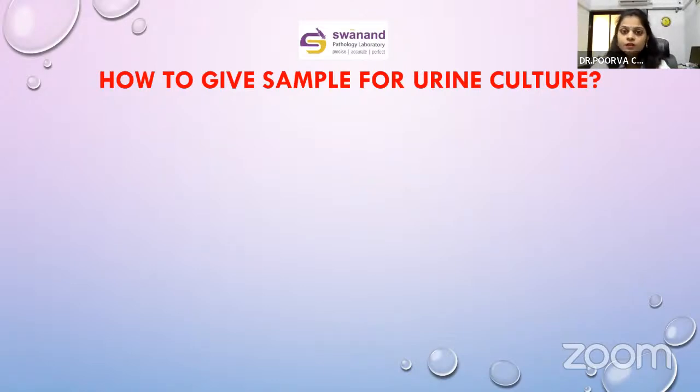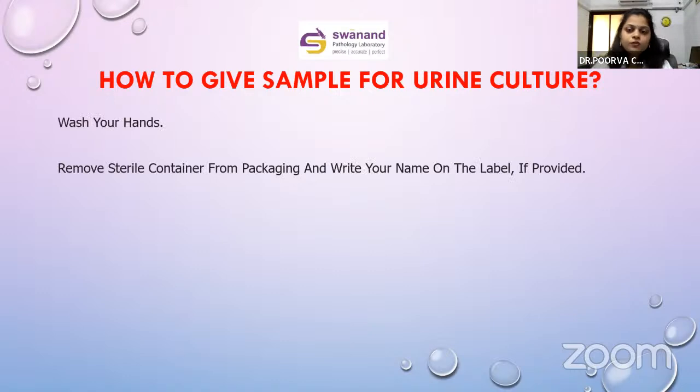And for this, you have to ensure that you are giving a sample under good aseptic precautions. Okay, so what you have to do, first of all, of course, wash your hands. Remove the sterile container from the packaging, write your name and label it. Please take it very seriously because good labs will never ever take an unlabeled sample. Okay, we do not accept any unlabeled samples in the lab. So please, whenever you're doing home collection, label all your containers properly.